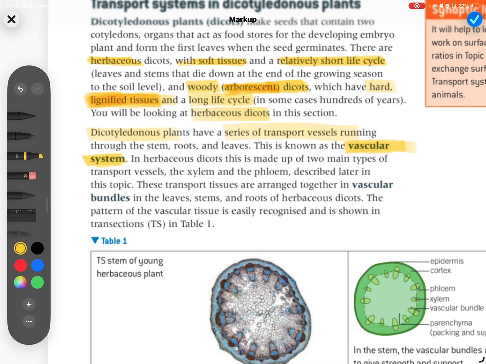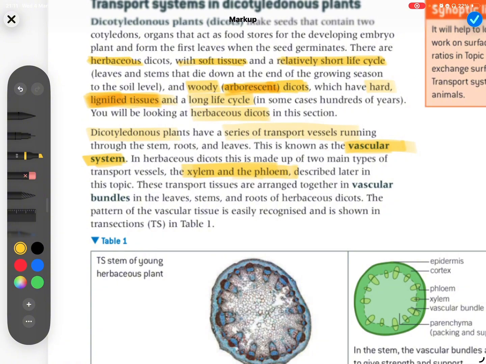Like in a human, the veins are vessels, the arteries are vessels. So what are the vessels in the plant? It's the xylem and the phloem. You should know this from GCSE.